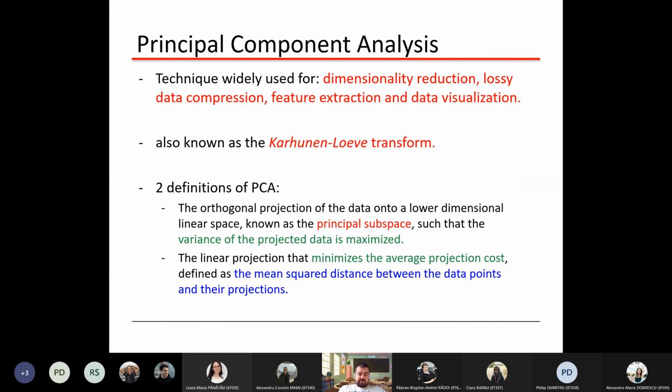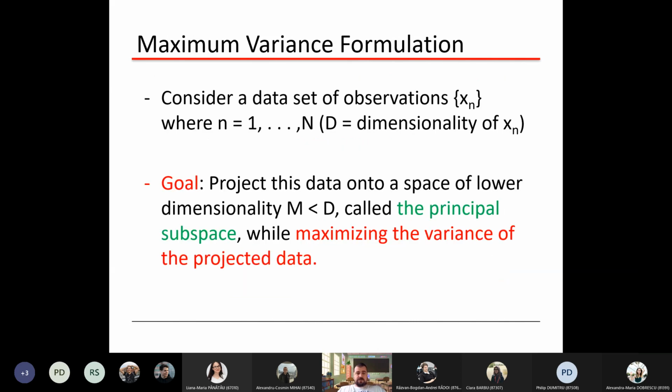So we'll start with the first definition. We'll see how we derive it, and then we'll go to the second one, and we'll see that we end up with the same computation. And then we'll talk about some applications. So first, the maximum variance formulation.